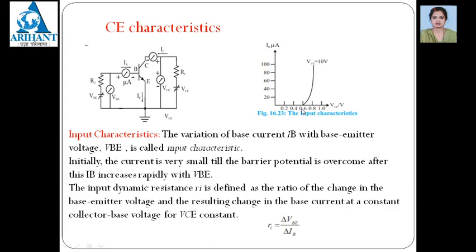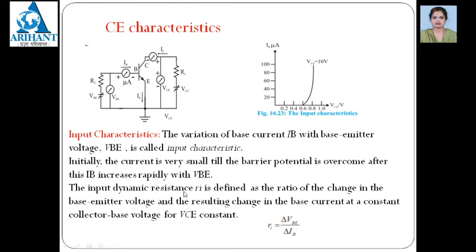Means if you see the silicon diode, whenever you are giving VBE up to 0.6 or 0.7 volt, the current remains as it is, but after 0.6 or 0.7 volt it changes drastically. It is the same as the forward characteristics of the diode.